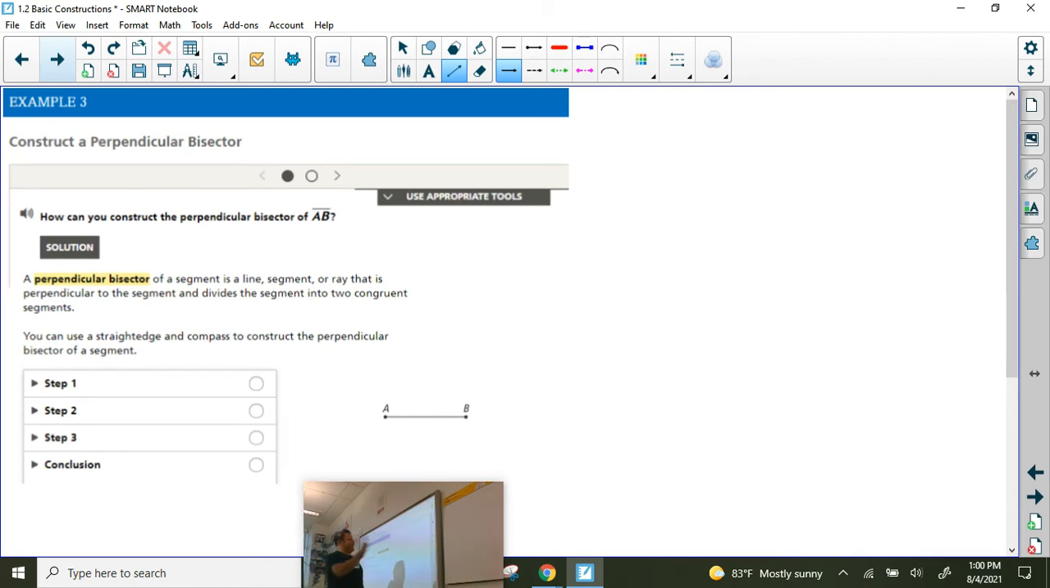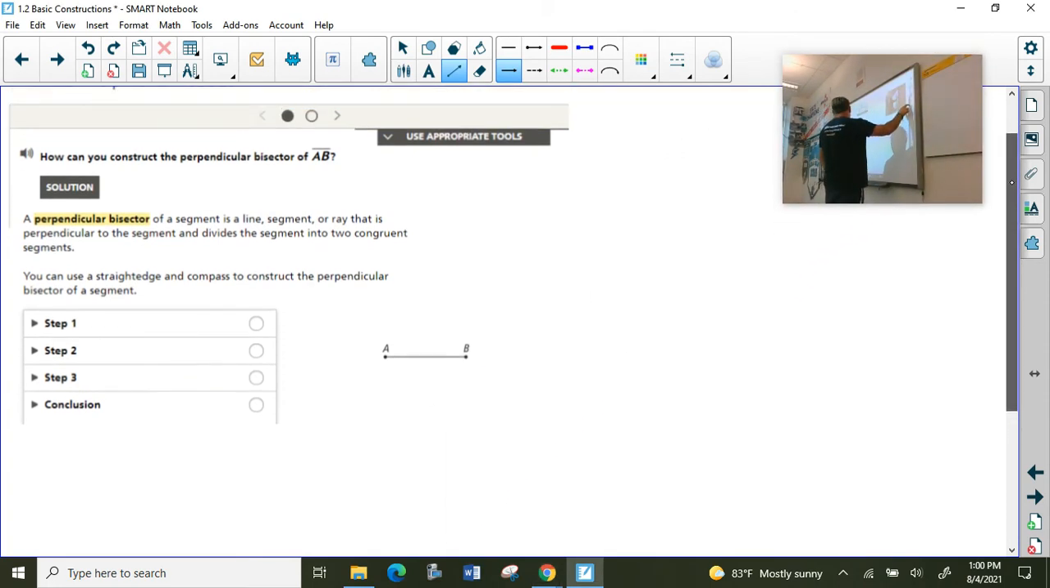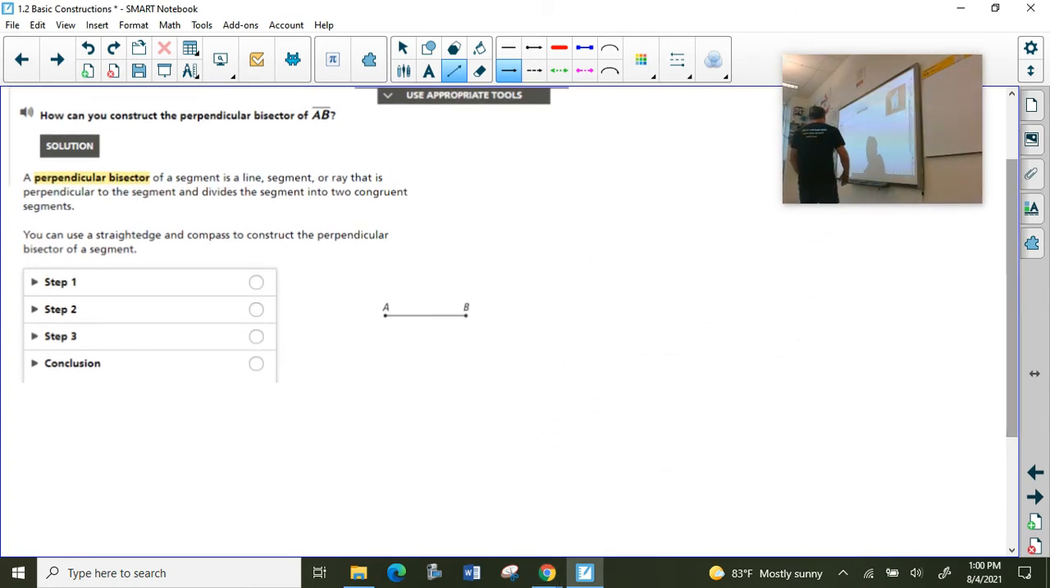Perpendicular bisector. If you can do an angle, this one's pretty easy. Okay. CF4 says perpendicular bisector is a segment. Now write this definition: a segment of a line segment or a ray that is perpendicular to the segment. That's a lot of words in there.